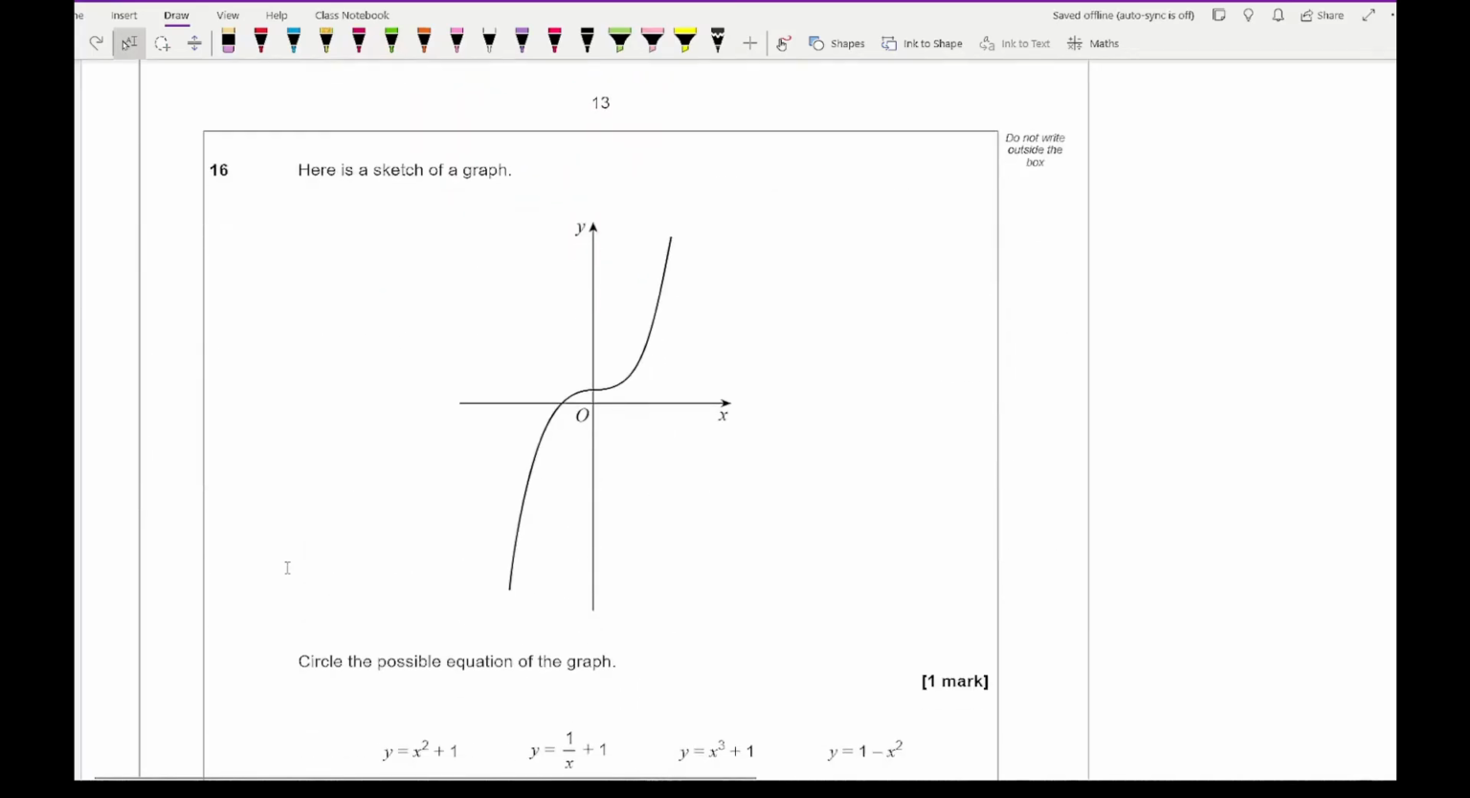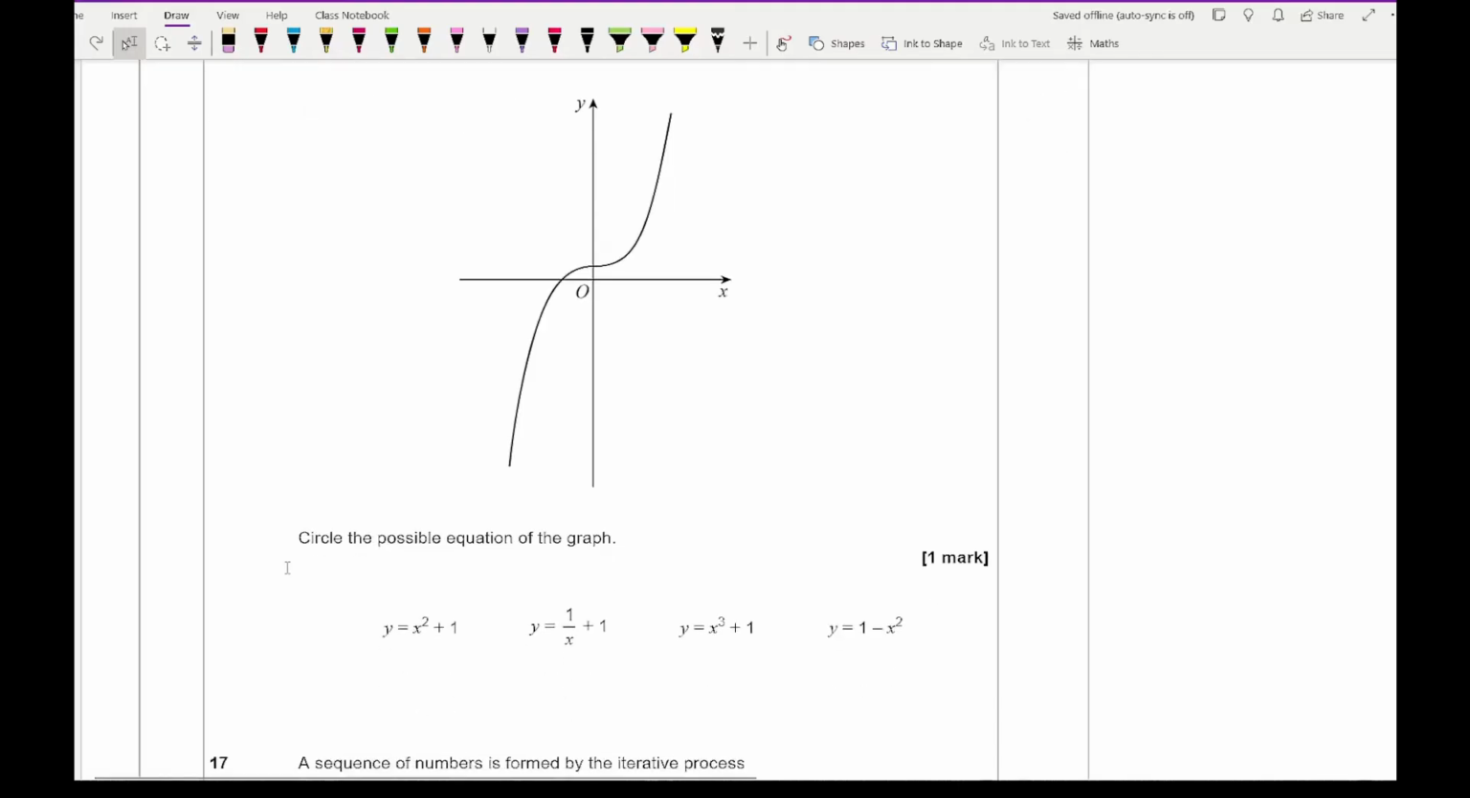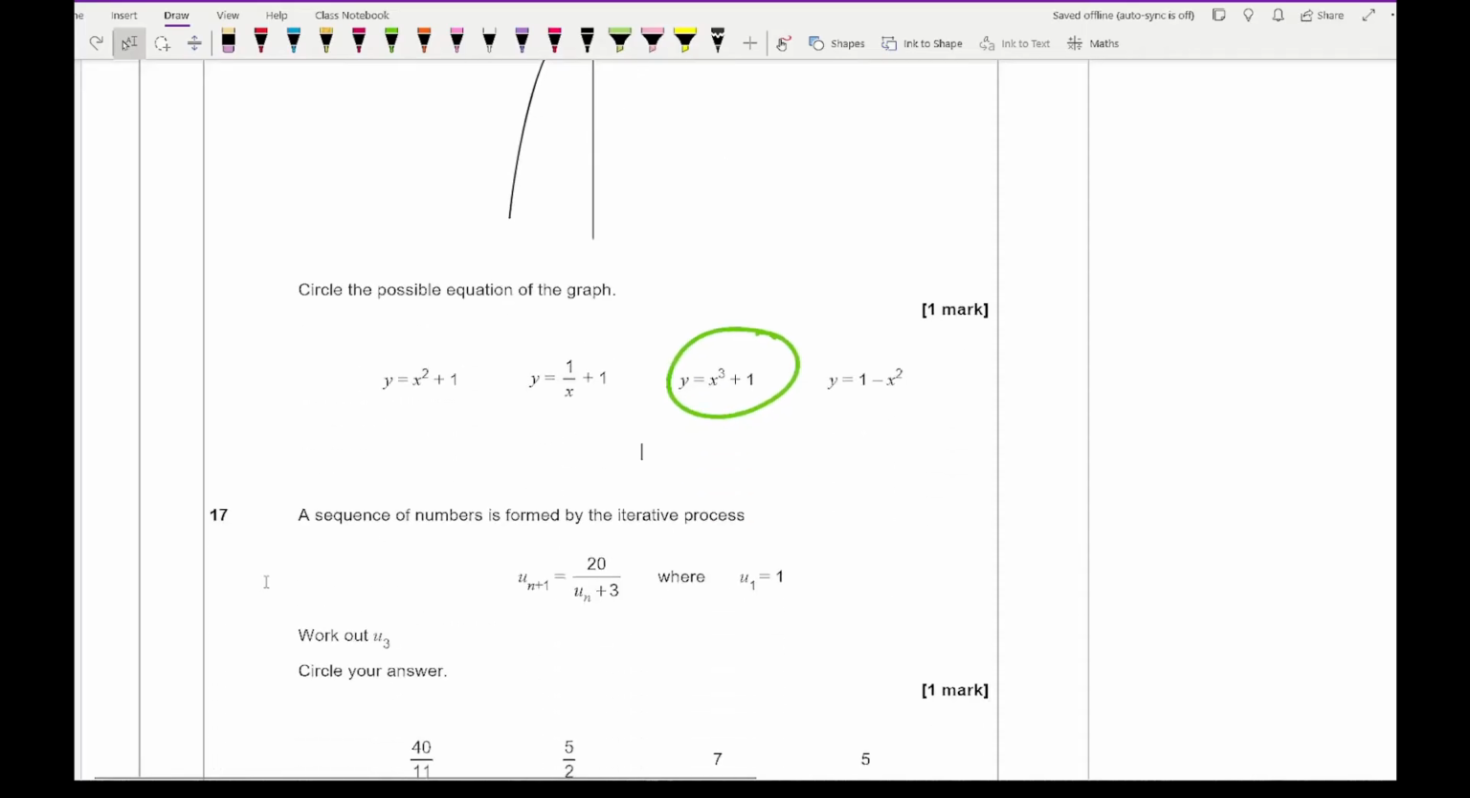Moving on to question 16, it says here is a sketch of a graph. Circle the possible equation of the graph. So here we're looking for a cubic graph and it's elevated by 1, so the correct answer is going to be the third one, which is y equals x cubed plus 1.